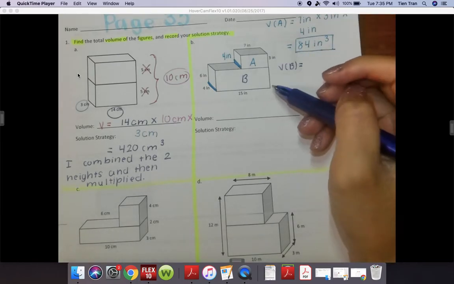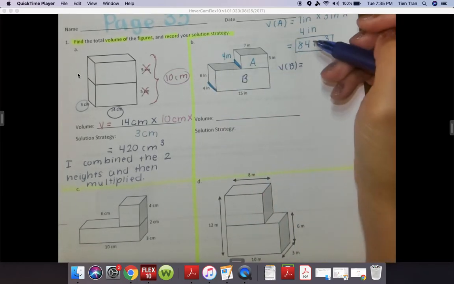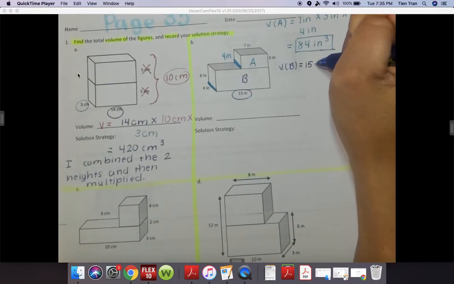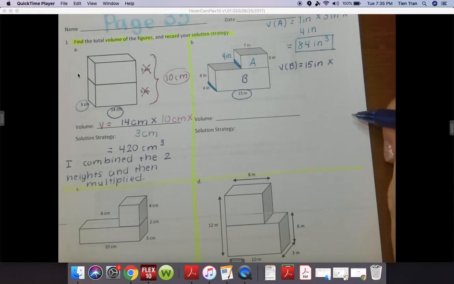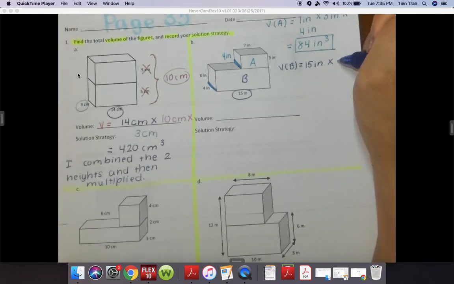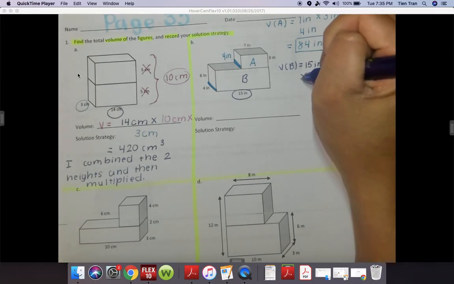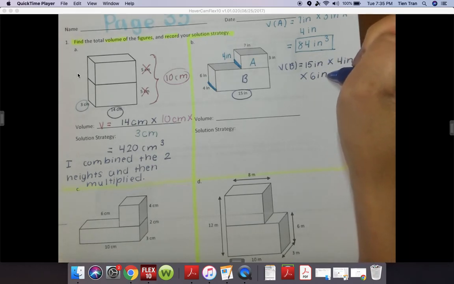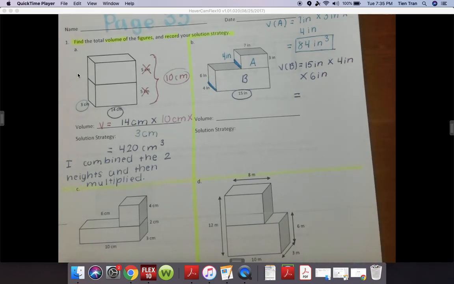For volume B, I'm going to multiply the numbers I have. So I have 15 inches, which is the one right here, and I'm multiplying times 4 inches, which is right here, the width, and I'm multiplying times my last one, which is 6 inches. Okay?